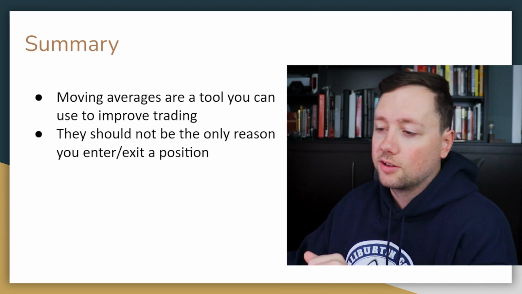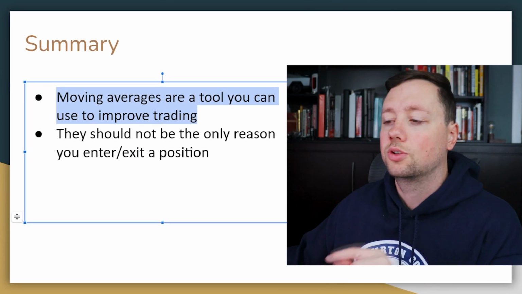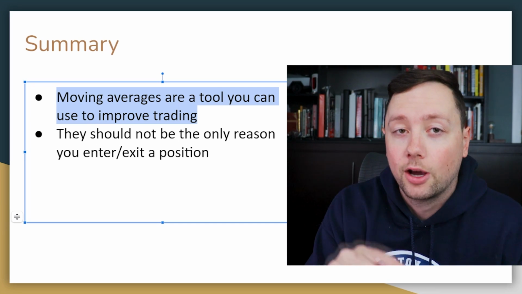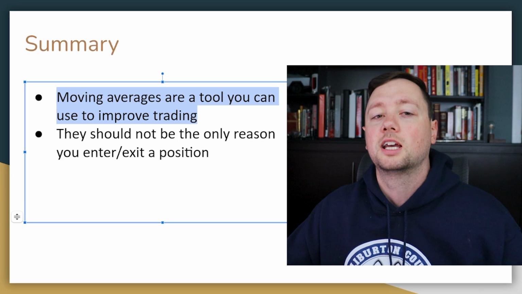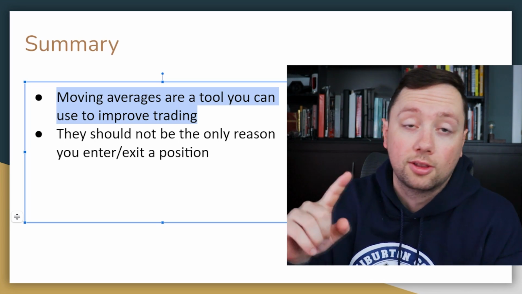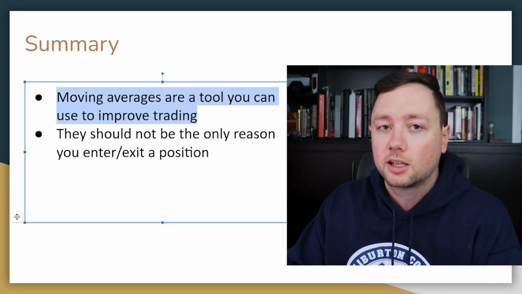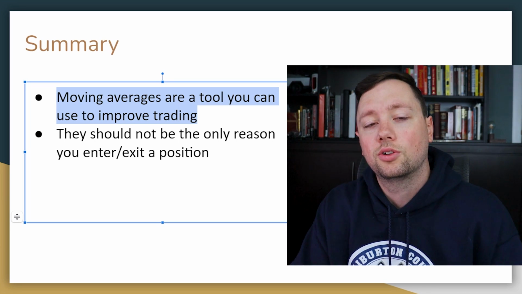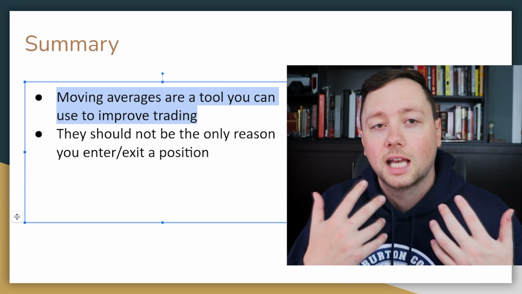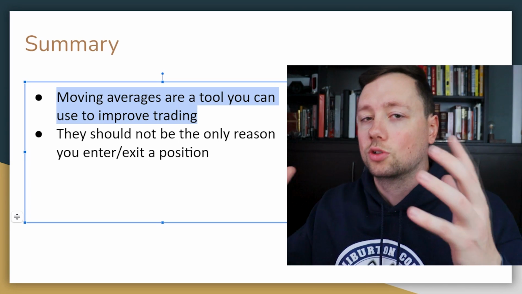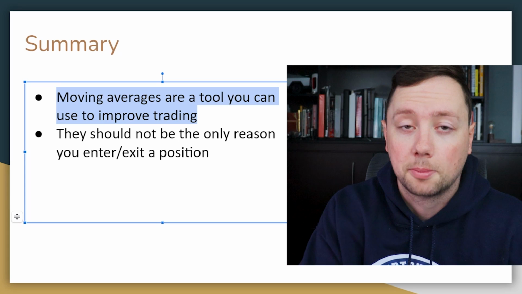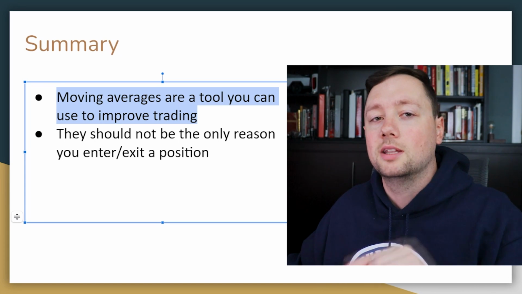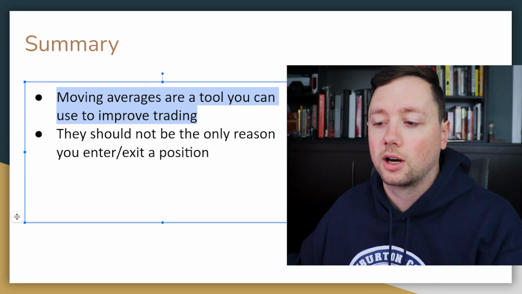Now, in summary for this video, moving averages are a tool that you can use to improve your trading, but they should not be the reason that you buy or sell a security. You should be using it in combination with the volume, with the price action, with what's going on in the market, with how the indices are doing, what's happening in the VIX. This is just a tool that you add to your tool belt that you use to gather information about the market, to create a trading plan, to create a trading opportunity, and to execute your trades. But the moving average should not be the only reason that you enter or exit a stock.